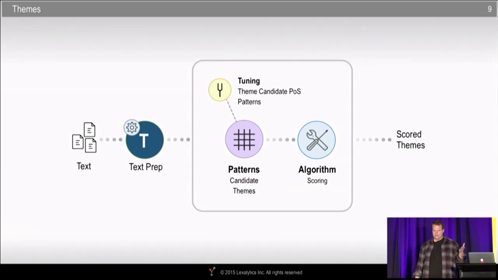And you can build something that will give you this sort of extraction using open source software. You tune them using the part-of-speech patterns, and then we score them using a particular algorithm based on something called lexical chaining. Lexical chains are noun relationships inside of text.